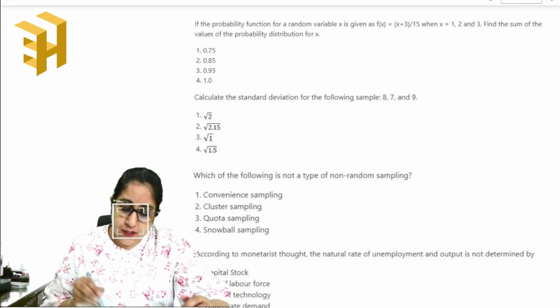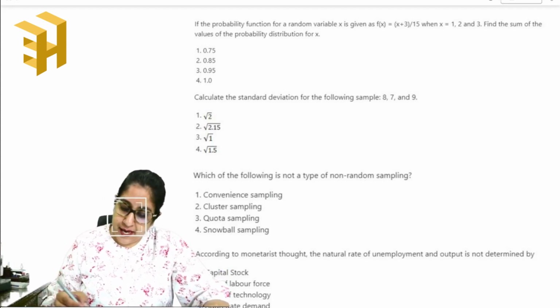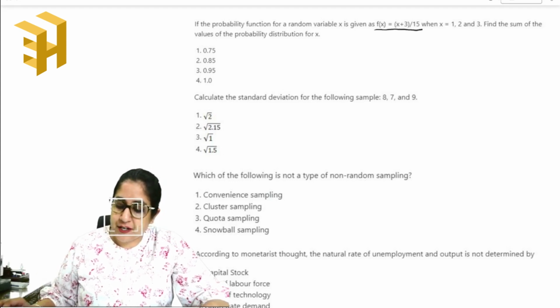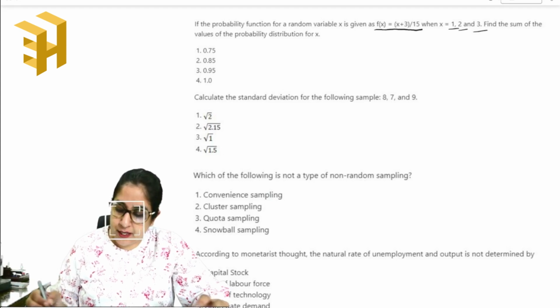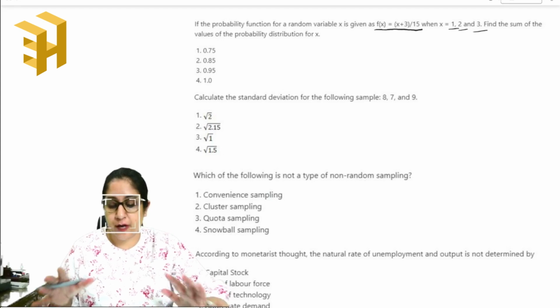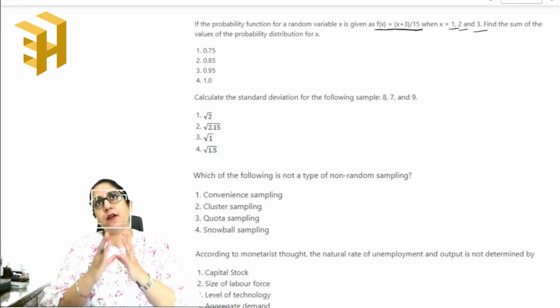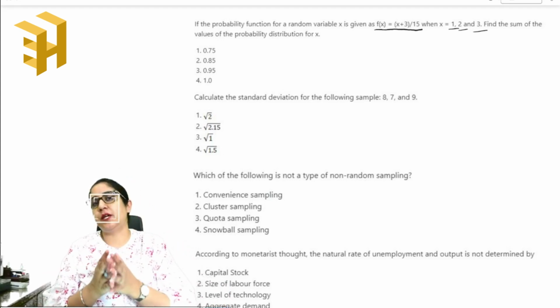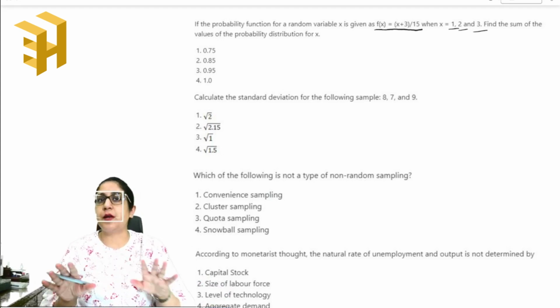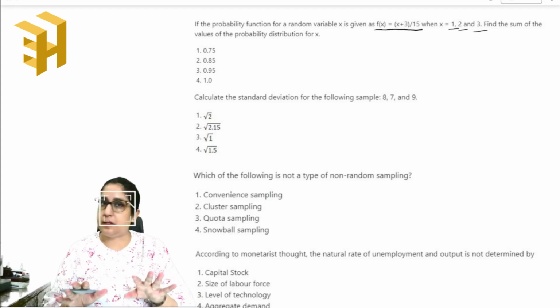If the probability function for a random variable x is given as f(x) is equal to (x plus 3) divided by 15, when x is equal to 1, 2 and 3, find the sum of the values of the probability distribution for x. So probability distribution can seem to be a little haunting for some of the students, but it is extremely easy. Such questions are very easy to score.